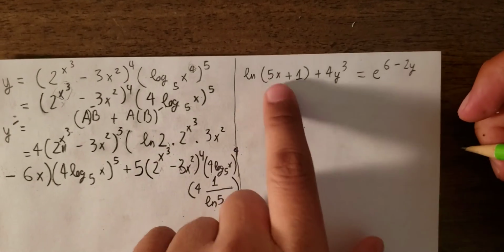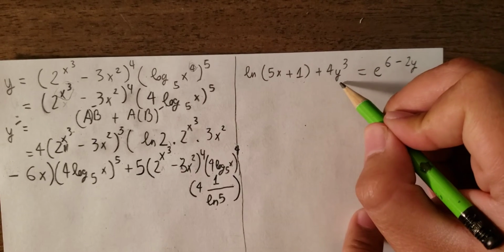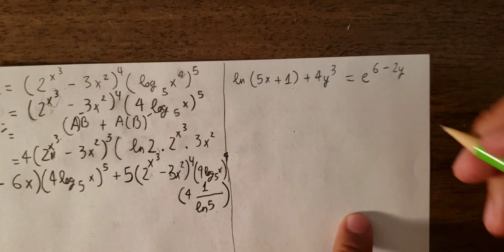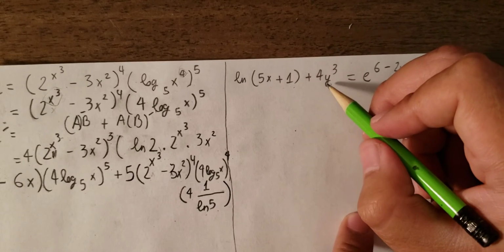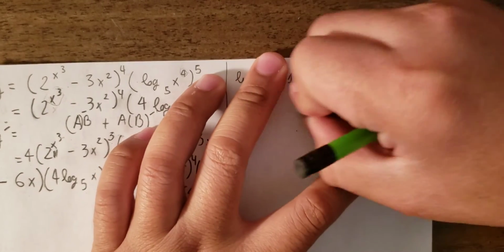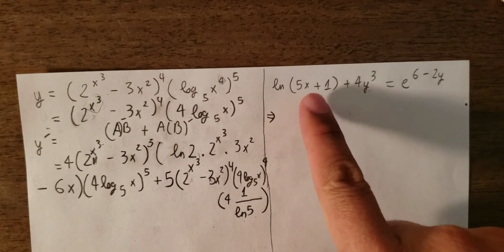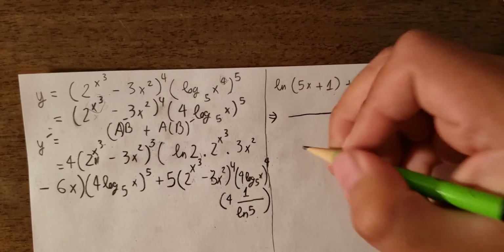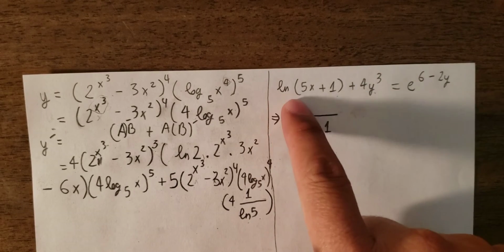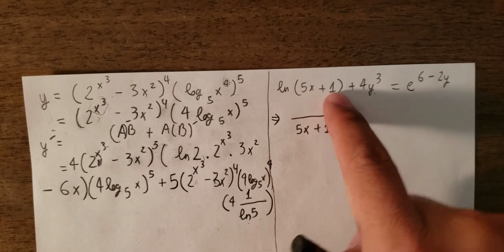The next question: we have log base e of 5s plus 1, plus 4y^3, equal to e^6 minus 2y. Because we have y, when we do the first derivative we have the first derivative of y here. I will show you. The first derivative of log base e of 5s plus 1: you get 5s plus 1, and log base e with e here becomes 1, so we don't need to write it. The first derivative of 5s plus 1 gives 5.